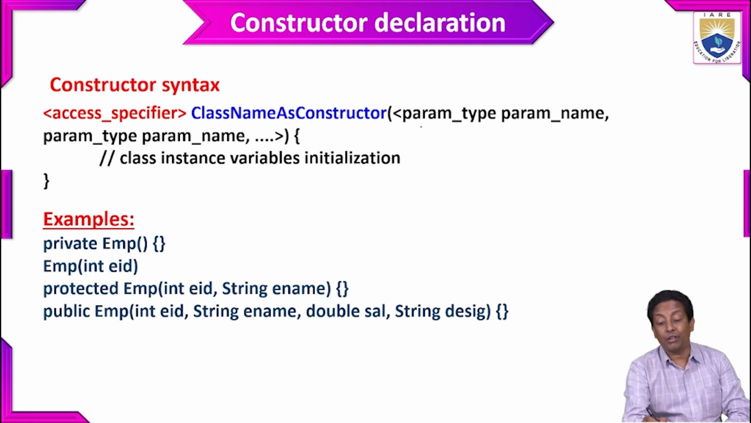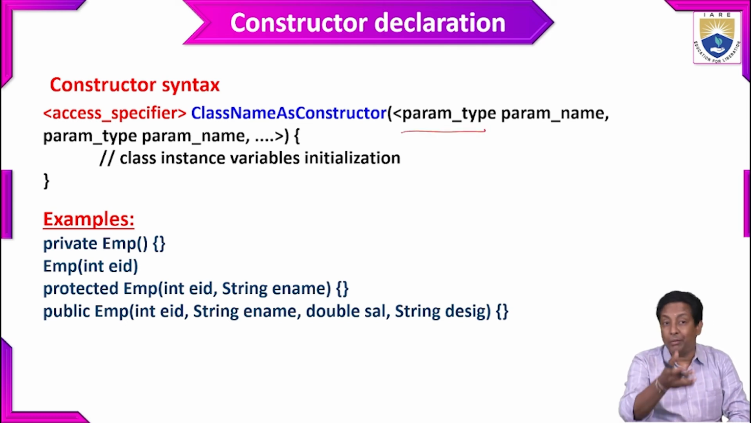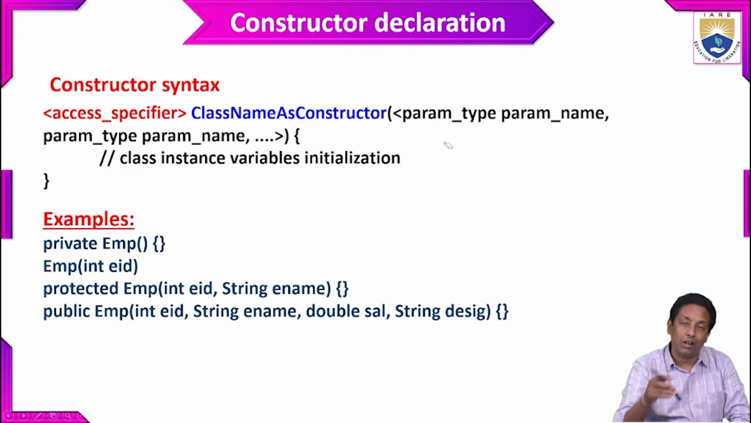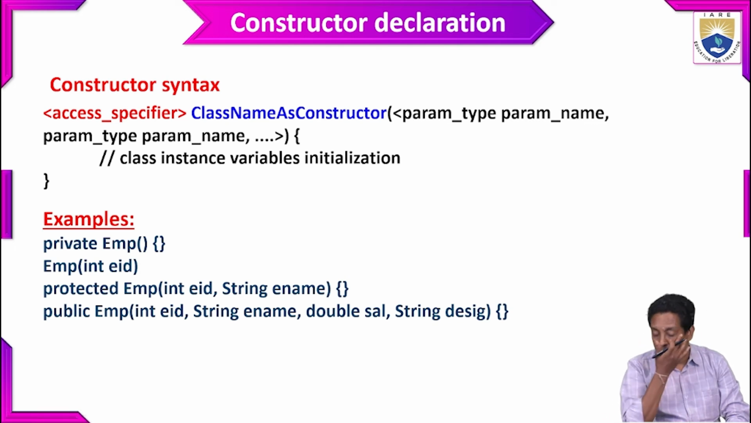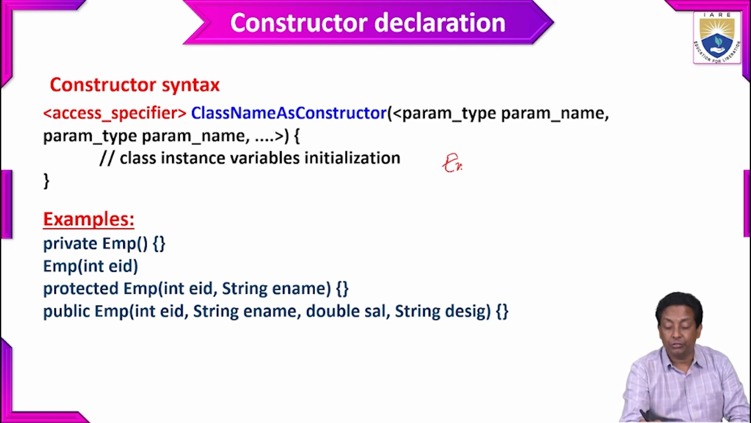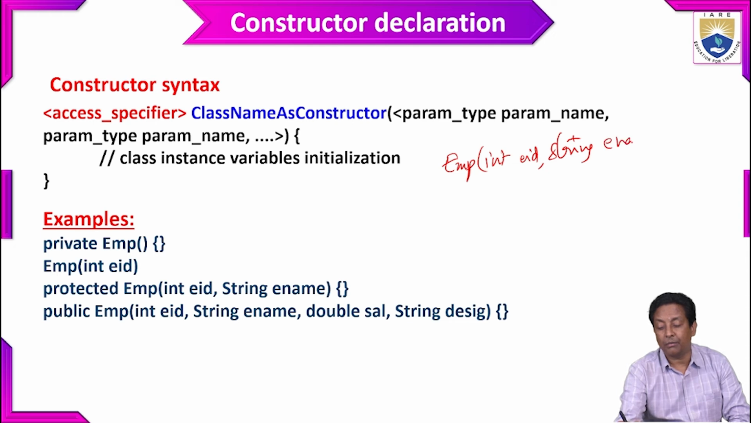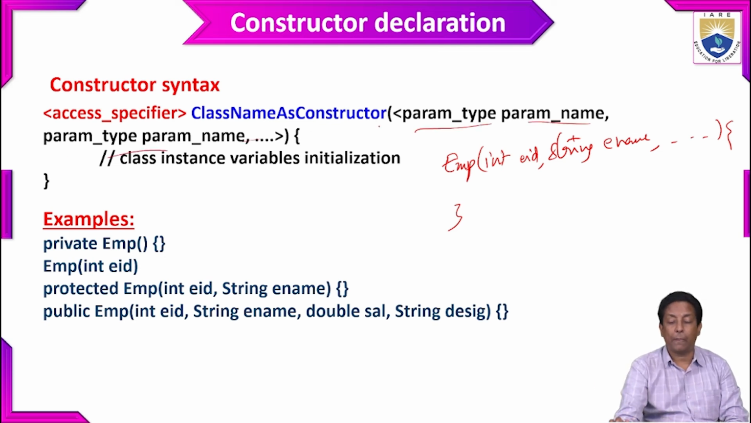So the number of parameters in the constructor depends on the number of class variables we want to initialize. Maybe there may be 100 variables in the class, but only as many variables as we want to initialize in the constructor, only those many parameters should be passed. And it all depends on the number of variables of the class. So while writing the constructor, we should write parameter type first, then parameter name, then parameter type, parameter name, and so on.